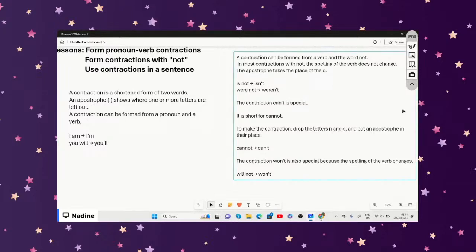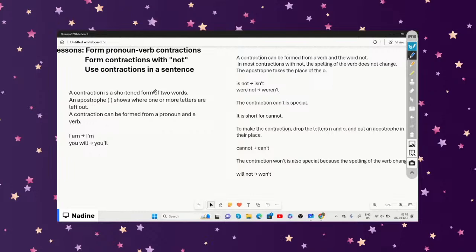So basically, a contraction, or contractions, are shortened words. A contraction is a shortened form of two words. So it's basically two words that we shorten, like adding them together. And for whatever letter we leave out, we add an apostrophe in its place. So remember, even if you remove two letters, it doesn't mean that we need to add two apostrophes. We just add one apostrophe.